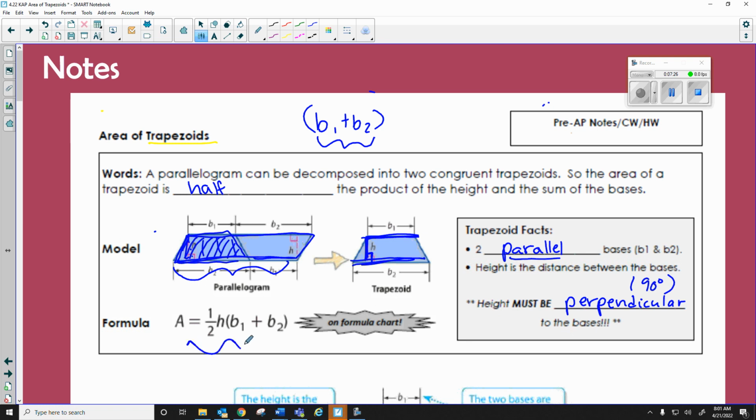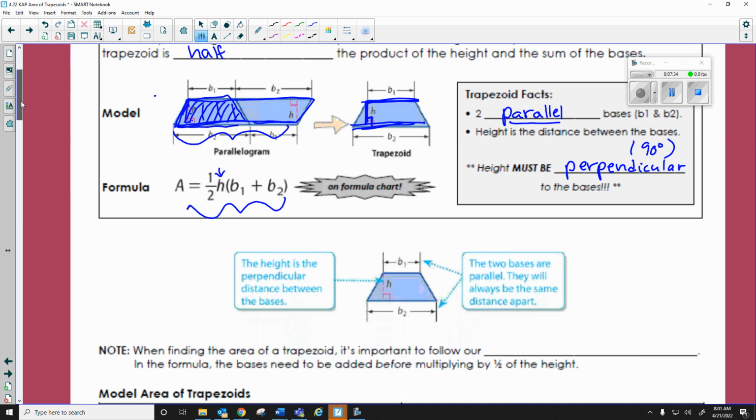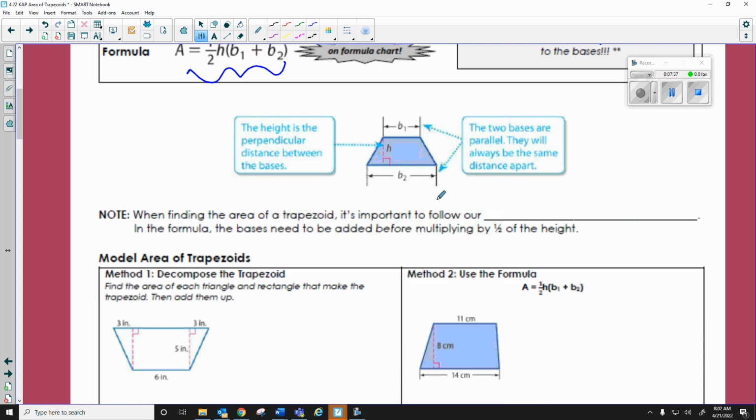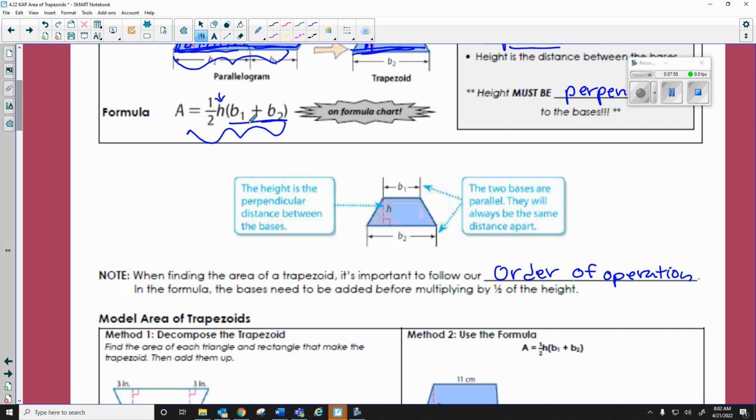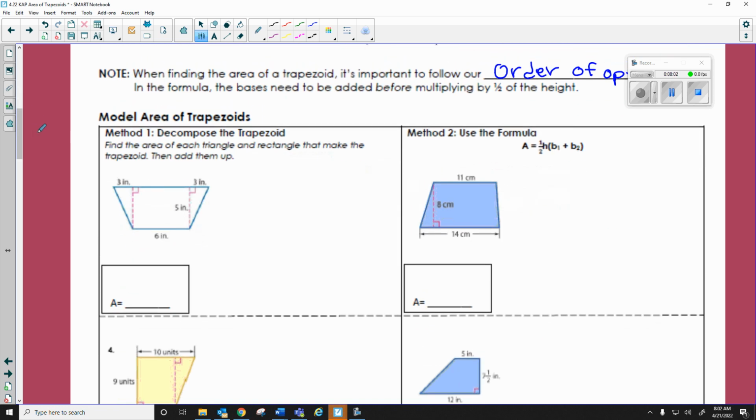Okay, so here's that formula. On the star chart, they moved the H to the end, but since it's multiplying, we know that order of multiplication doesn't actually matter. Okay, so here's another trapezoid note. When finding the area of the trapezoid, it is important to follow our order of operations. That is going to be a key thing, order of operations. Now you might be like, why, Miss Lytle? The reason is because we have some grouping symbols in here. It's going to be very important that you do the grouping before any of that multiplication. Okay, got to follow those order of operations.